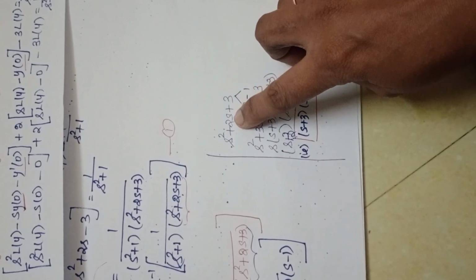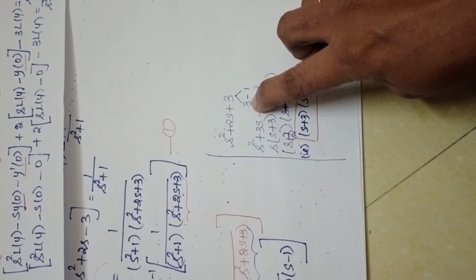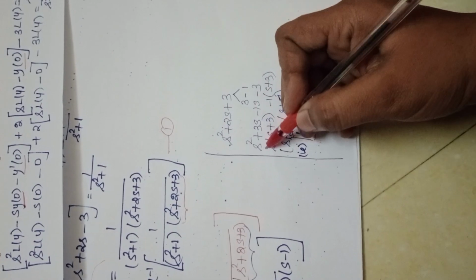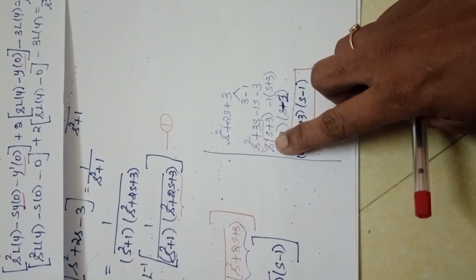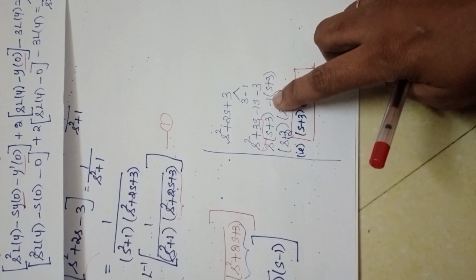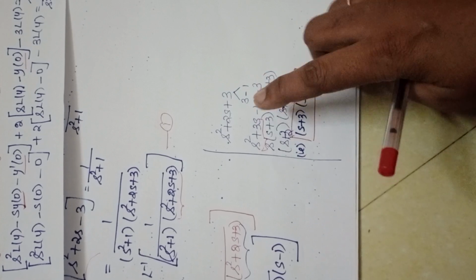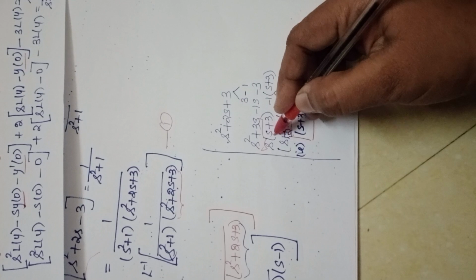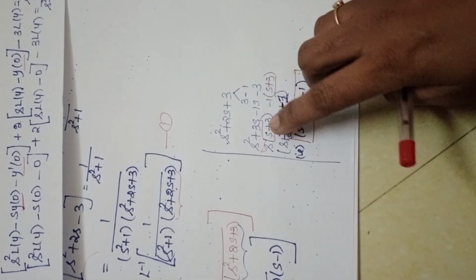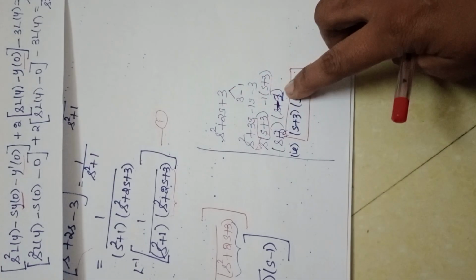So this 2s is split as 3s minus 1s, so that from the first two terms, s square plus 3s, we can take s common. From 1s minus 3, there is no common, so you can take 1 outside, so that inside the bracket you have the same expression. So you get s plus 3, and the remaining s minus 1 becomes the other factor.